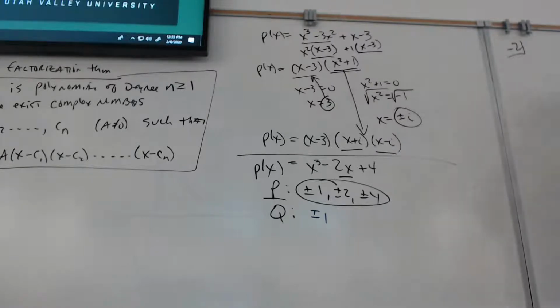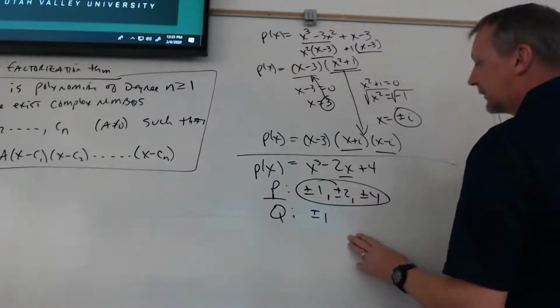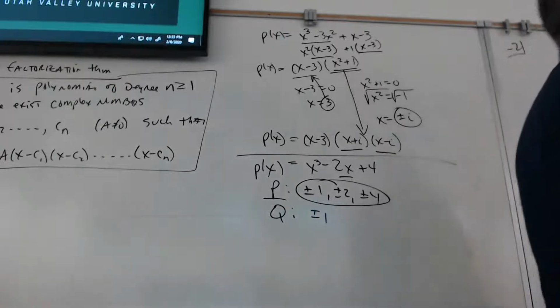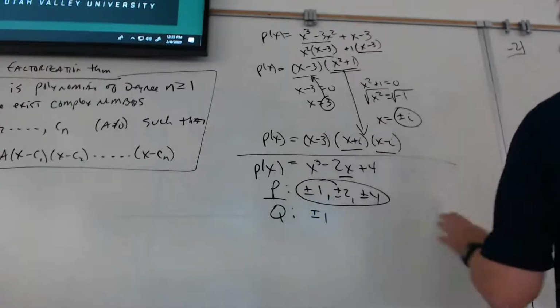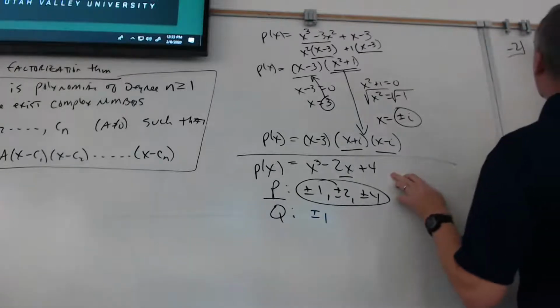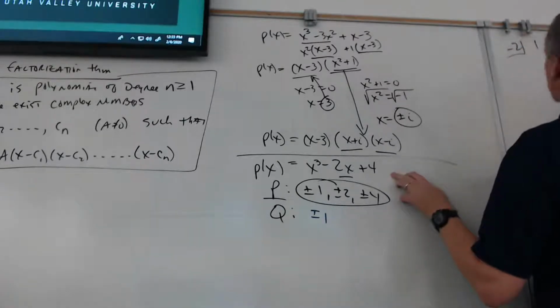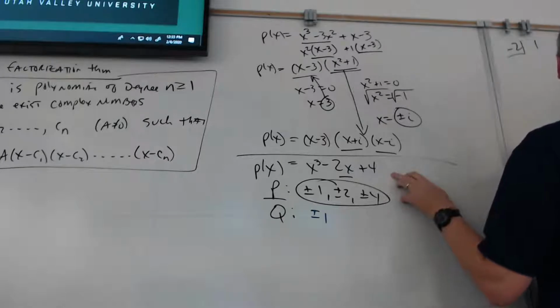Can you help me do the synthetic division with a negative 2? Rory, can you help me? What are the values I should put here? 1, 0, 2, negative 2, 4. Negative 2 and 4.